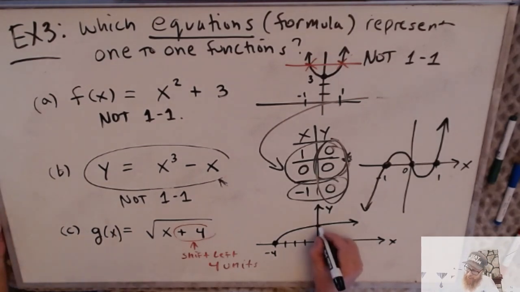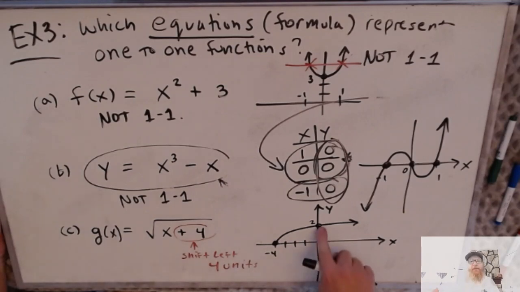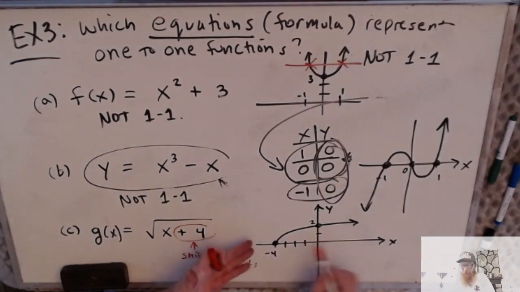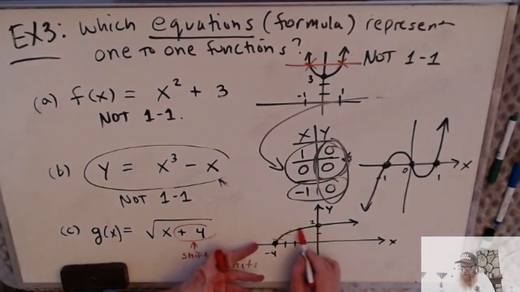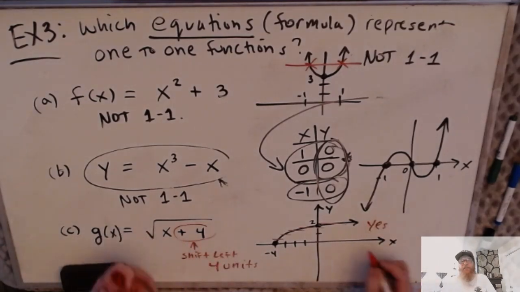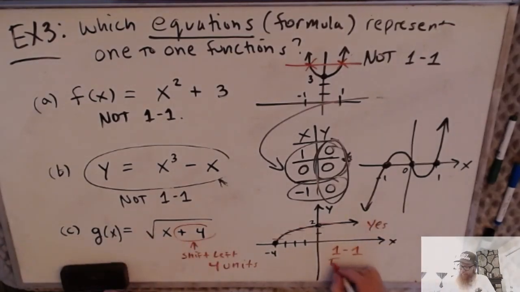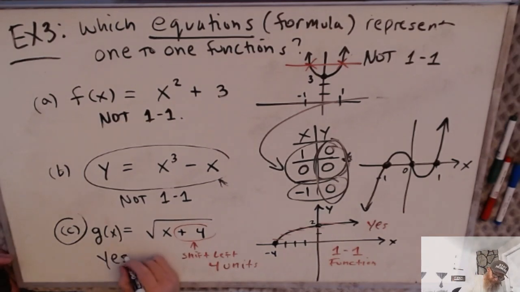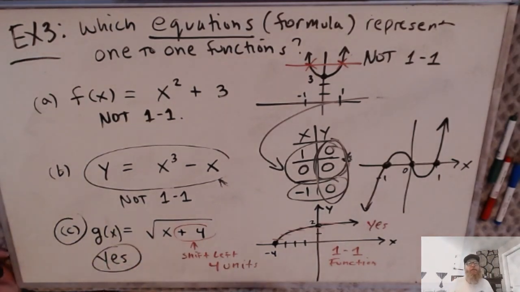All right, I guess there would be a second point here. That would be 0, 2. That would be the y-intercept, and then the x-intercept would be -4. So if you already know how to do the graph, you can just do the horizontal line test. Yes, this is a one-to-one function. So this one's yes. These are both no's.